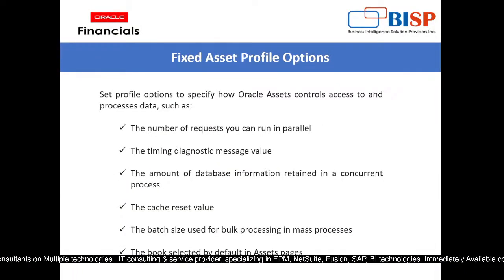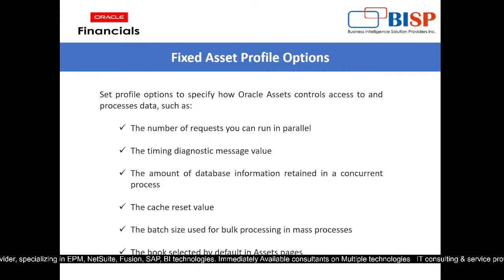Now the fixed assets profile options. We can set the profile options to specify how Oracle Asset controls access to and processes the data. So the profile option can be set for number of requests you can run in parallel, the timing diagnostic message value, the amount of database information retained in a concurrent process, and cache reset values, the batch size used for bulk processing in mass processes, and the book selected by default in asset page. So this you can define.